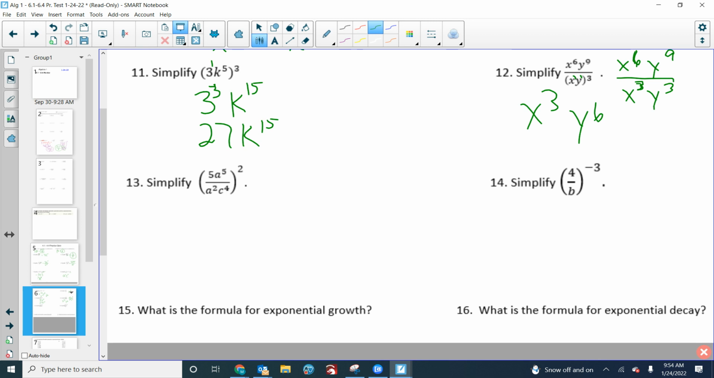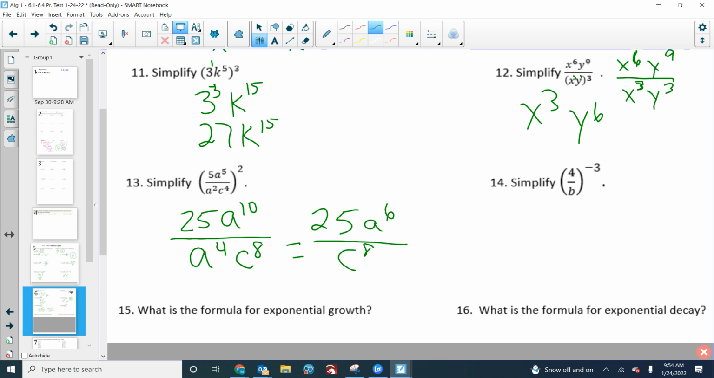Okay, I want to do this really quick. 5 to the first being squared is 25, guys. It's 5 squared. A to the 10th, 2 times 5. A to the what? 4th, C to the 8th. I have A's, don't I? Right? I can't have an A on the top and an A on the bottom. It's not simplified. I subtract. There's more on top. What is that, 6? Done right there. What's my trick for 14?